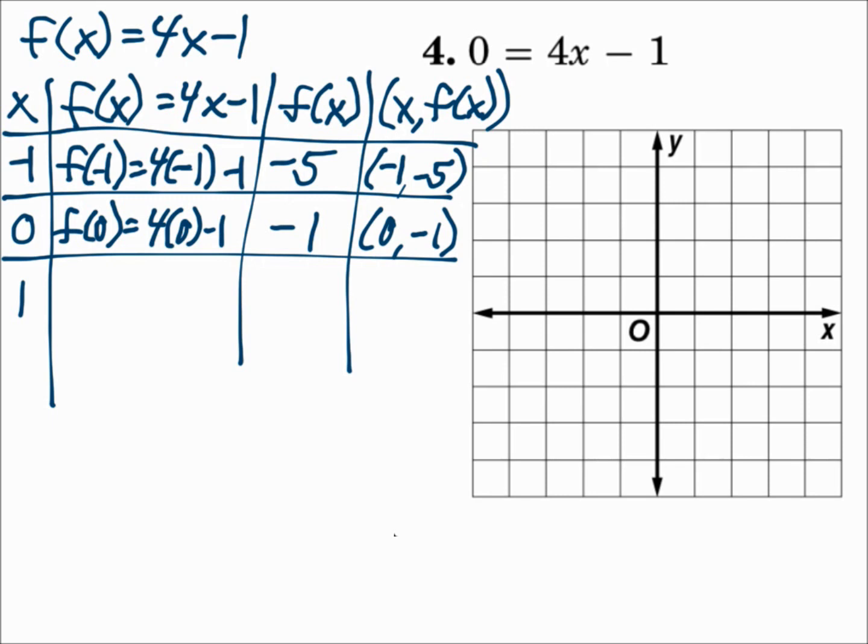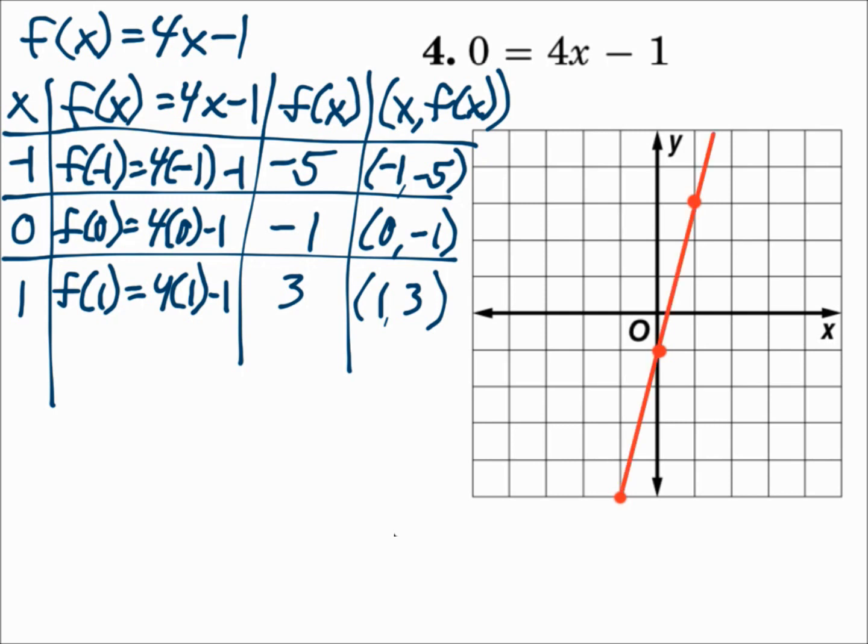When x is 1, f of 1 is 4 times 1 minus 1. 4 times 1 is 4. 4 minus 1 is 3. And the next ordered pair is 1, comma 3. So plot those points, negative 1, negative 5, 0, negative 1, and 1, 3, and connect those dots.